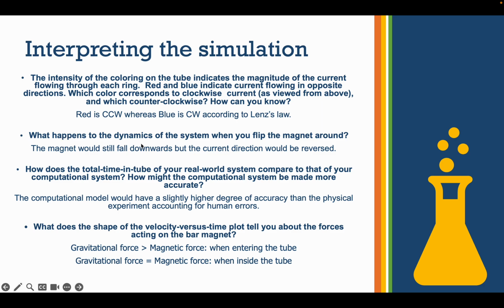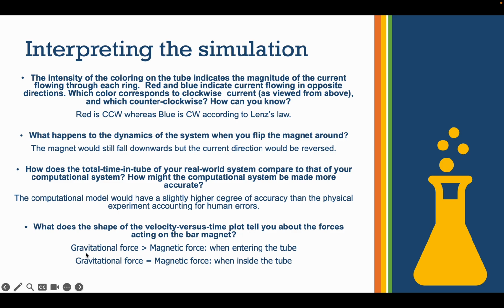Number two, what happens to the dynamics of the system when you flip the magnet around? The magnet would still continue the downward motion, but the direction of the current would be reversed. And number three, how does the total time of the tube of your real-world system compare to that of the computational system? Well, the computational model would have a slightly higher degree of accuracy than the physical experiment, as it accounts for human errors.